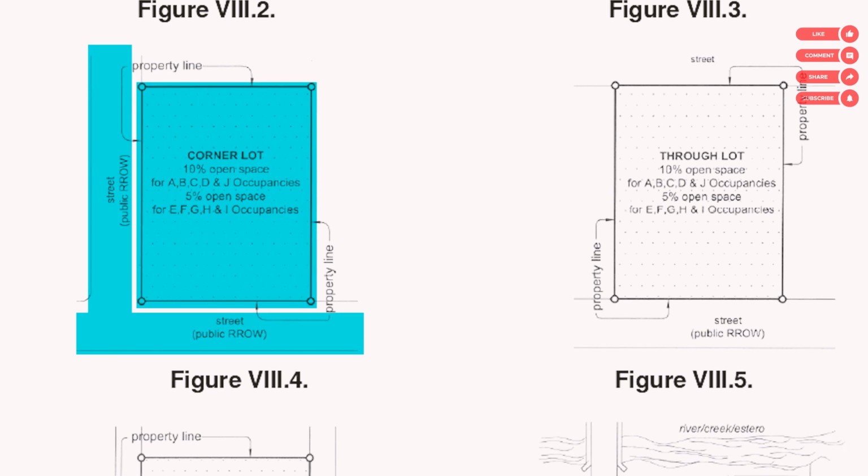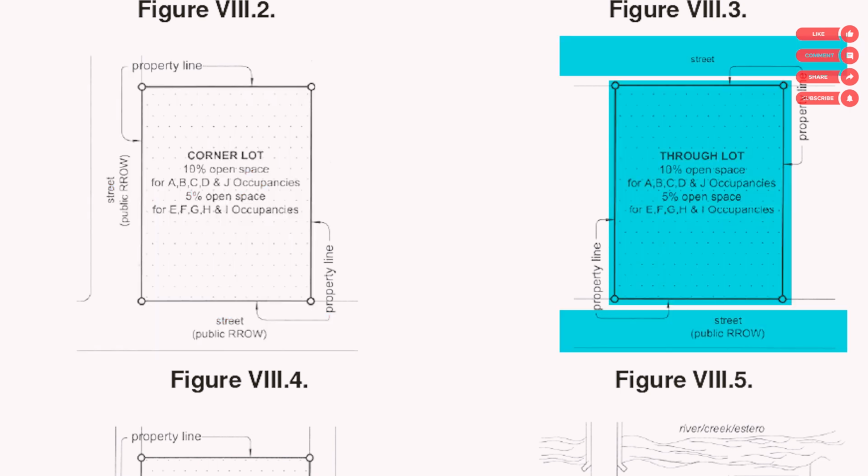Okay, corner lot, a lot bounded by streets on two sides, two adjacent sides to be specific. When we say adjacent, this side and this side, magkadikit sila, adjacent. Why do we have to say adjacent? Kasi kung two opposite sides, ibang usapan. We call that a through lot.